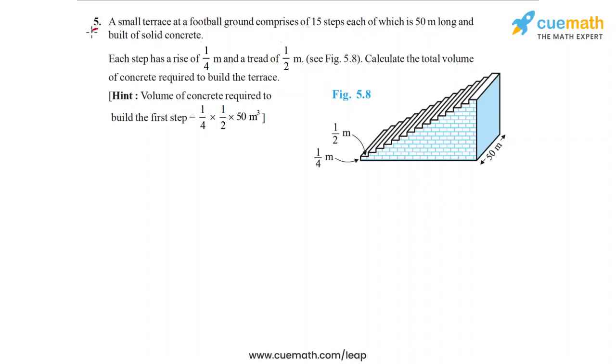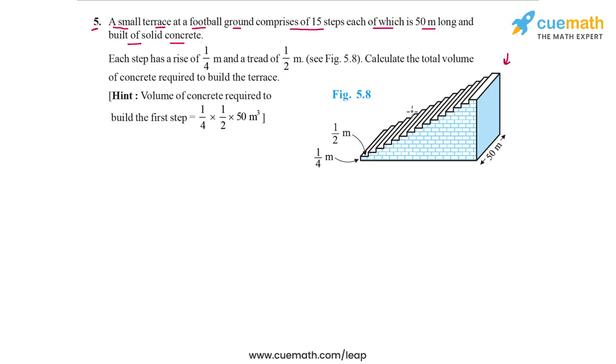Question 5 of this exercise is a very interesting question on mensuration, on finding volume, which is based on AP. Here's what the problem statement says. A small terrace at a football ground comprises of 15 steps, each of which is 50 meters long and built of solid concrete. So look at this figure here.